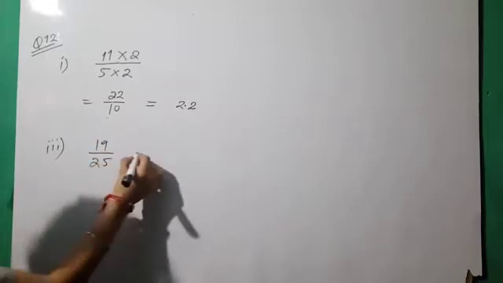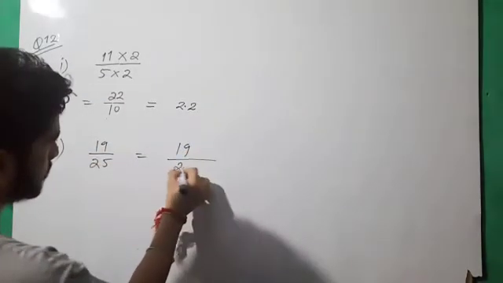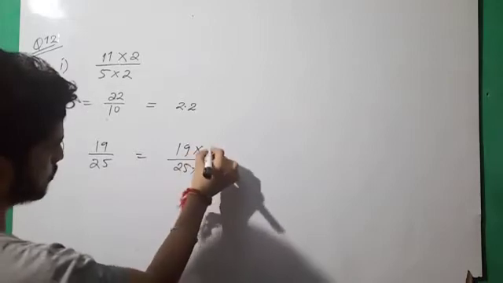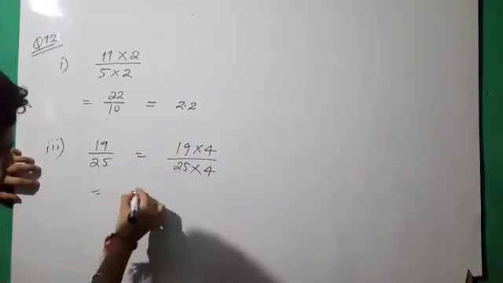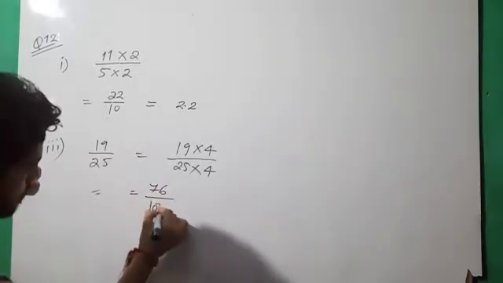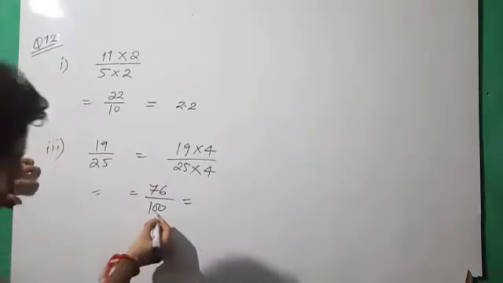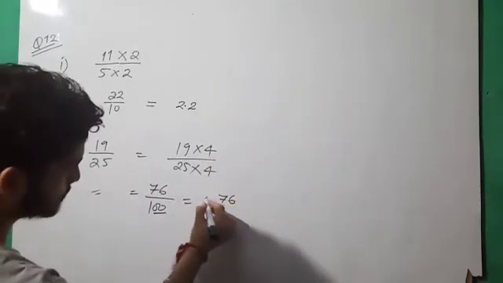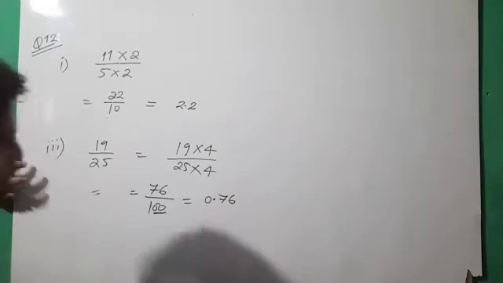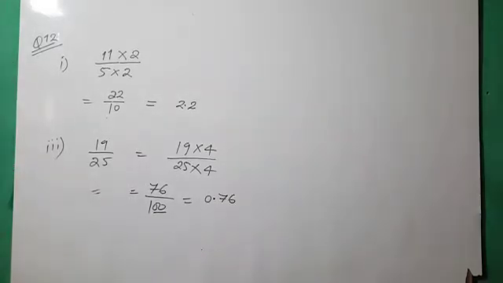Now question number three, 19 upon 25. In this we have to convert the denominator into 100, because 25 into 4 is 100, and 19 into 4 is 76, so 76 upon 100. Now we convert this number into decimal by dividing by 100, and it becomes 0.76 because the decimal is shifted 2 places towards the left side.